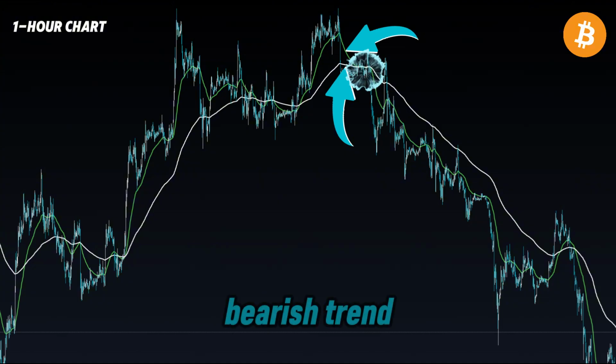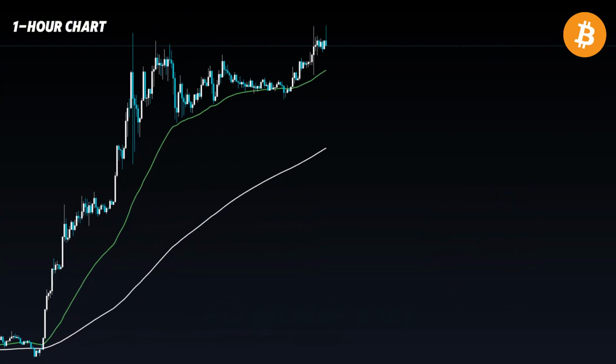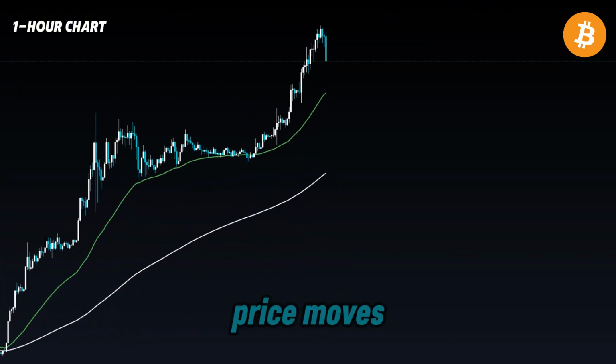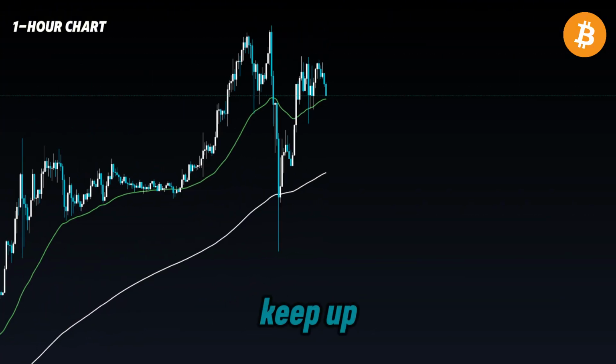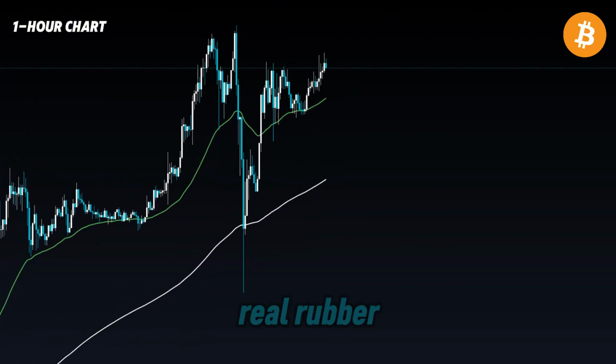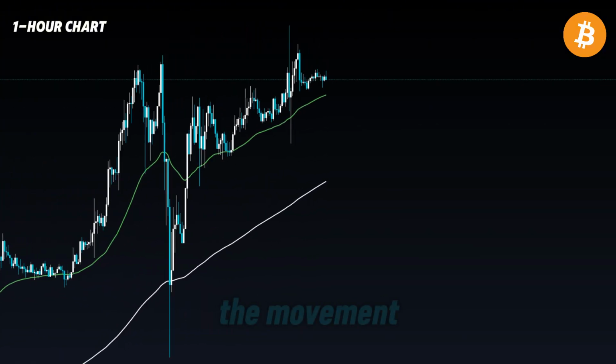indicate a bearish trend. Think of EMAs like a rubber band that stretches around the price of a cryptocurrency. When the price moves quickly in one direction, the EMA stretches and tries to keep up. However, just like a real rubber band, the EMA doesn't move as fast because it averages out the movement.